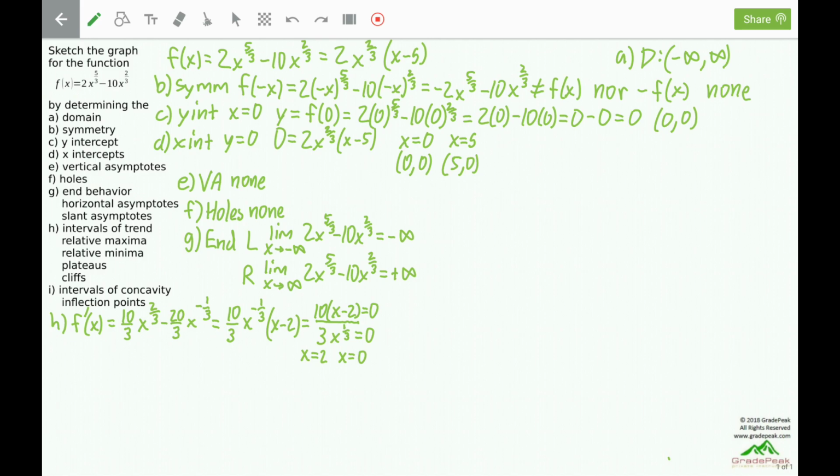We'll now check to see which of these are in the domain. The domain's all real numbers. X equals 2 is a real number. X equals 0 is a real number. They are both in the domain. They are both critical numbers. We can now draw a domain line, a line representing the domain. It has no left end because it begins at negative infinity. It has no right end because it ends at positive infinity.